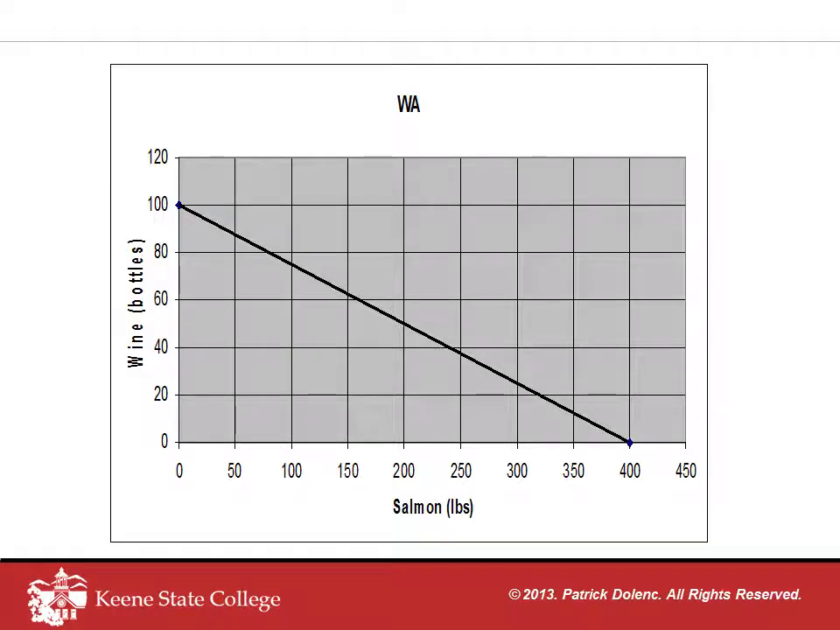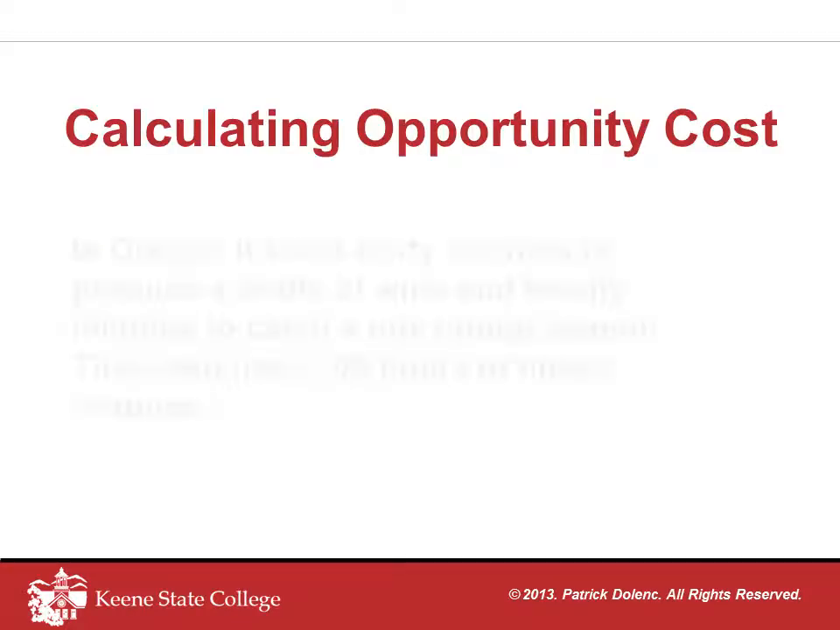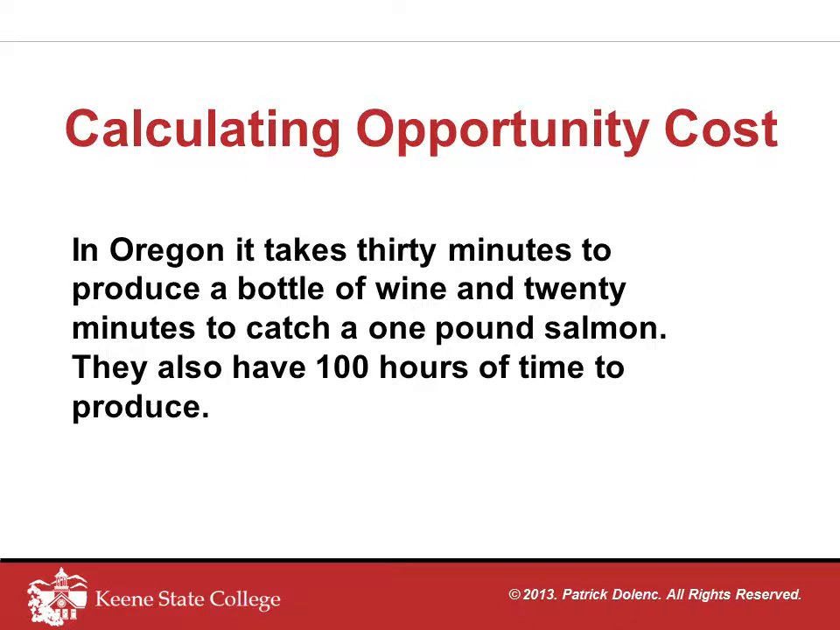Our next task is to calculate the opportunity cost of wine in the state of Oregon. To do this, we need to revisit the productivity information. Once again, in Oregon, it takes half an hour to produce a bottle of wine and 20 minutes to catch a 1-pound salmon. The math here is a little more involved than the Washington example, but it's still relatively manageable.